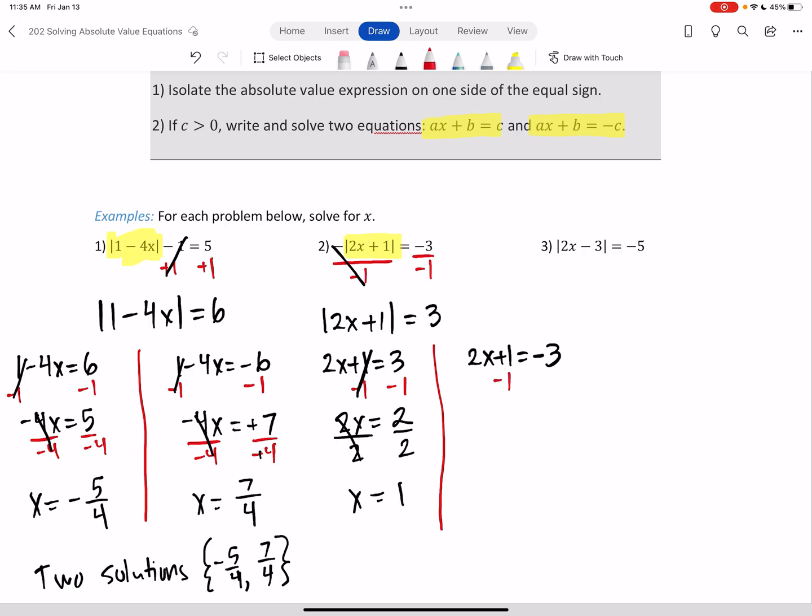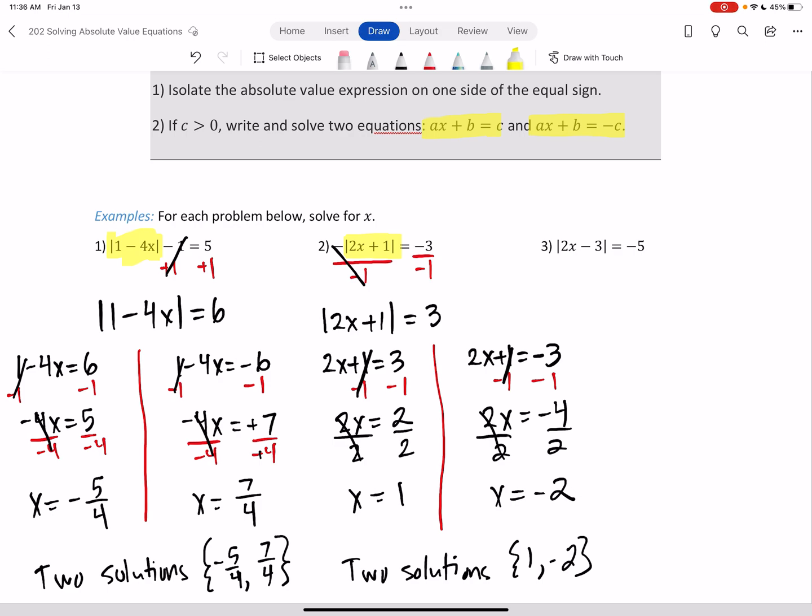Same thing on the other equation. Subtract 1 from both sides. Negative 3 minus 1 makes negative 4. Divide both sides by 2. x equals negative 2. Again, when you take away the absolute value is when you put in the positive and negative, not at the end. You can't just solve one and put a positive and negative. So my two solutions, again, are going to be 1 and negative 2.